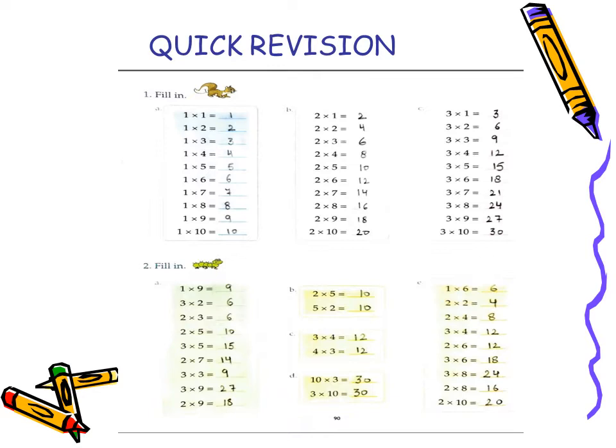Like on this page you can see 2 into 5 equals 10. Also 5 into 2 equals 10. C part, 3 into 4 equals 12. Also 4 into 3 equals 12. So students, these three parts of question number 2 on pages 90 and 91 are similar. Let us begin with our detailed study of multiplication today.